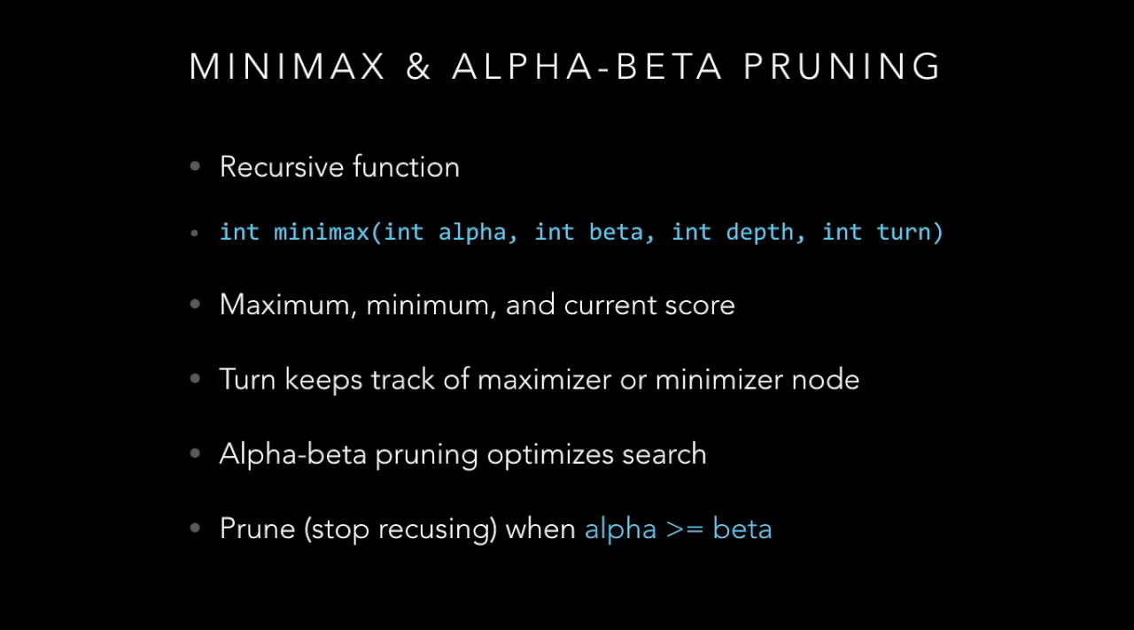For the implementation part, we maintain alpha and beta values that get passed through the parameters of the min-and-max function. We update these values by taking the max of the current score and alpha, or the min of the current score and beta, depending on the turn value. We make a prune when alpha is greater than or equal to beta by simply returning from the recursive call to stop recursing further down the tree.